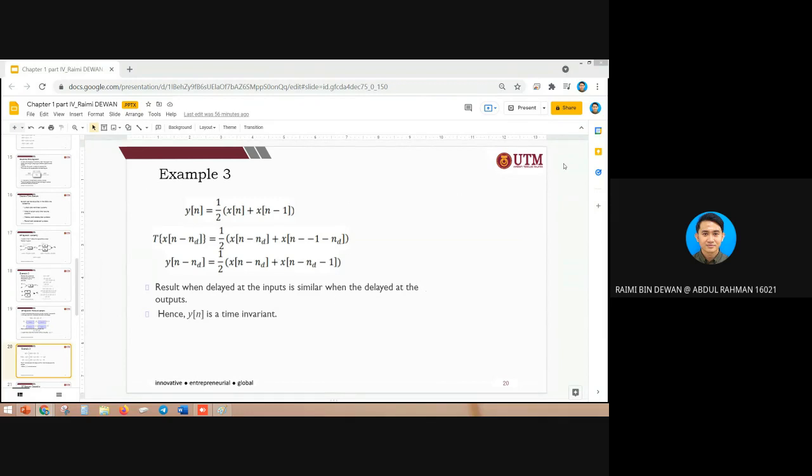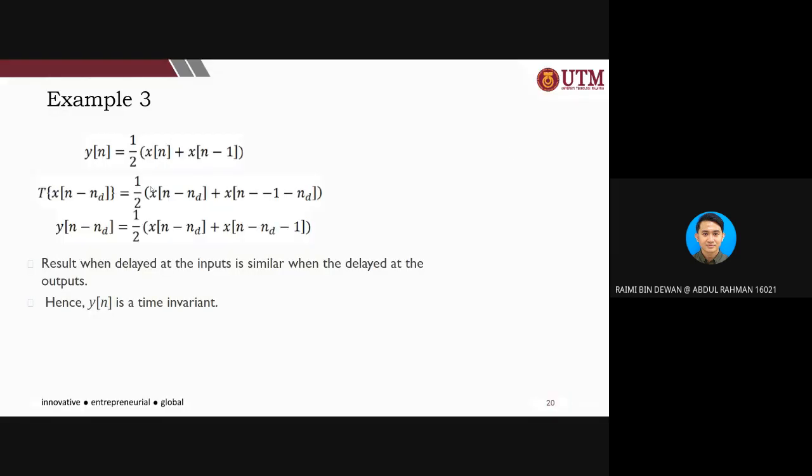Okay, wait for a while. Then next we do the signal, which is y[n minus nd]. So you have half n minus nd plus n minus nd minus 1.